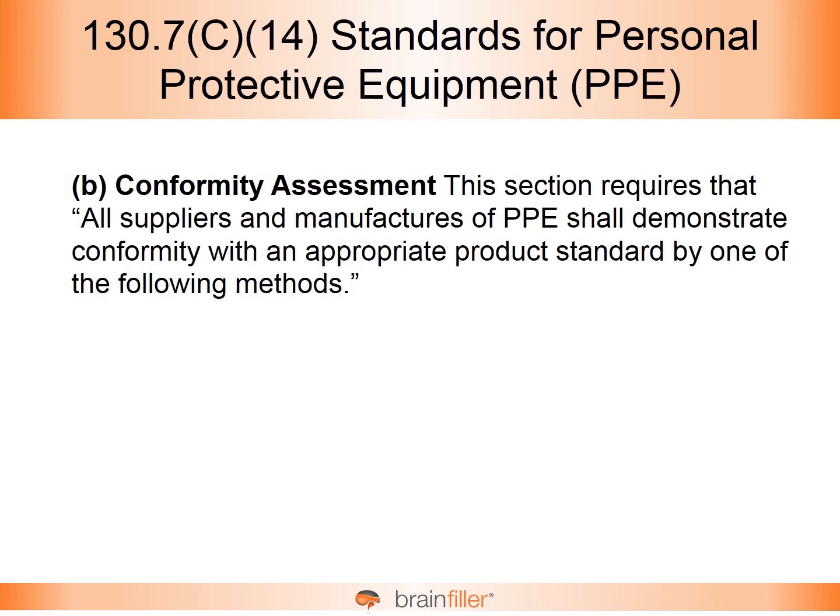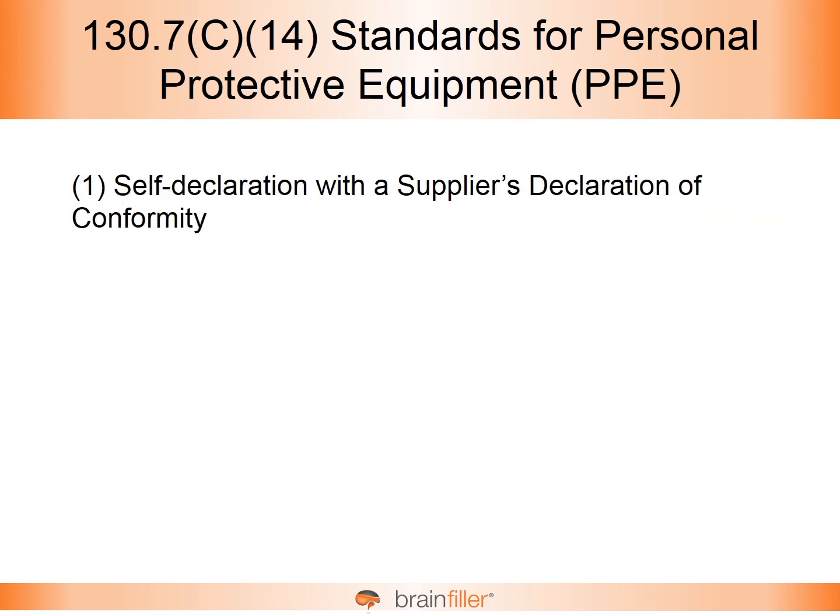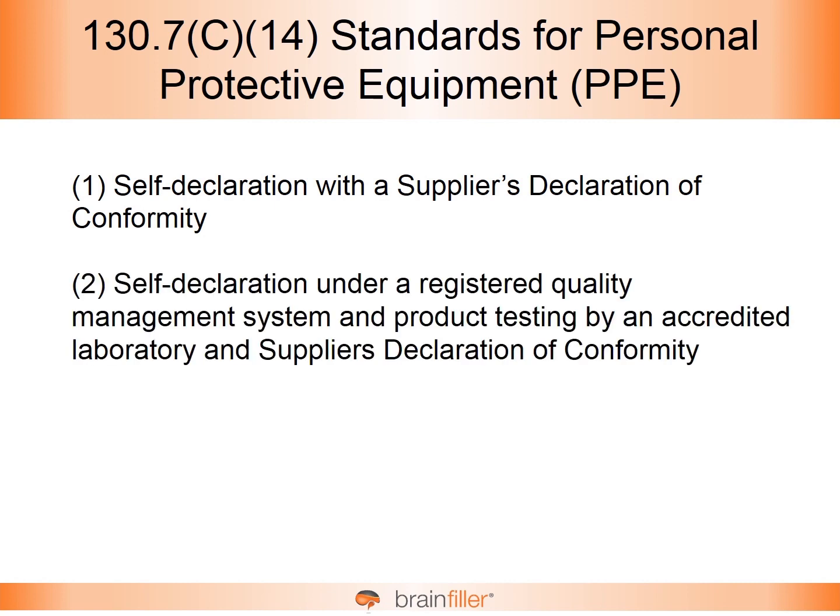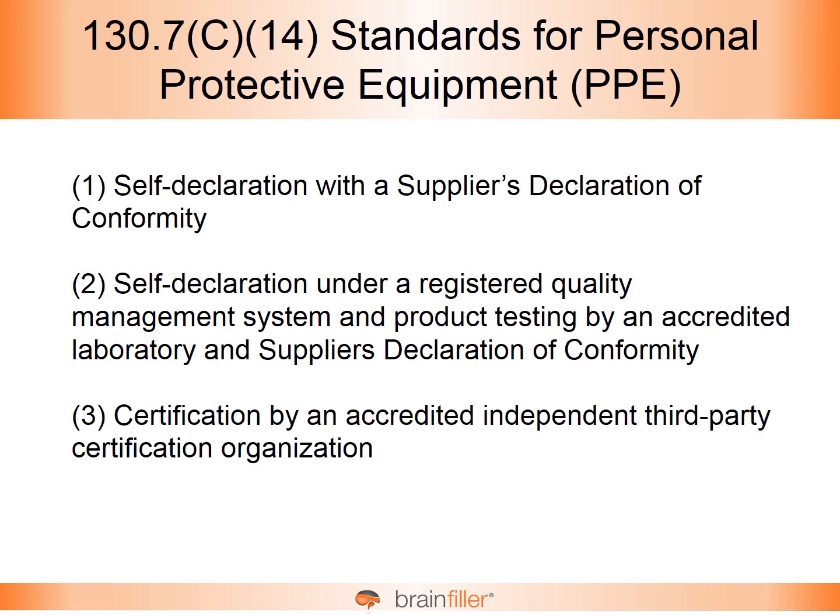As part of this, conformity assessment is being introduced, and this section requires that all suppliers and manufacturers of PPE shall demonstrate conformity with an appropriate product standard by one of the following methods. Self-declaration with a supplier's declaration of conformity, self-declaration under a registered quality management system, and product testing by an accredited laboratory and supplier's declaration of conformity, or certification by an accredited independent third-party certification organization.